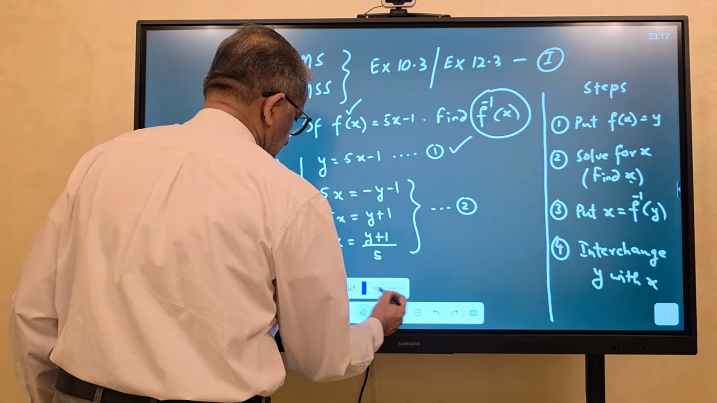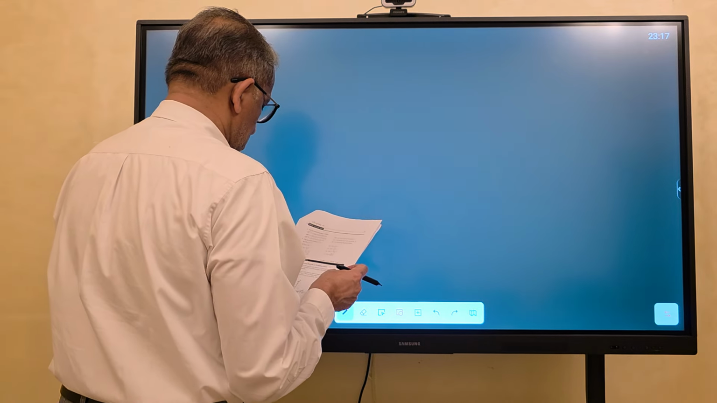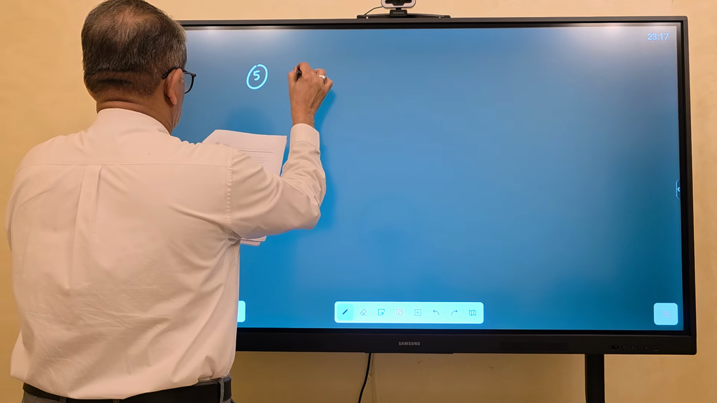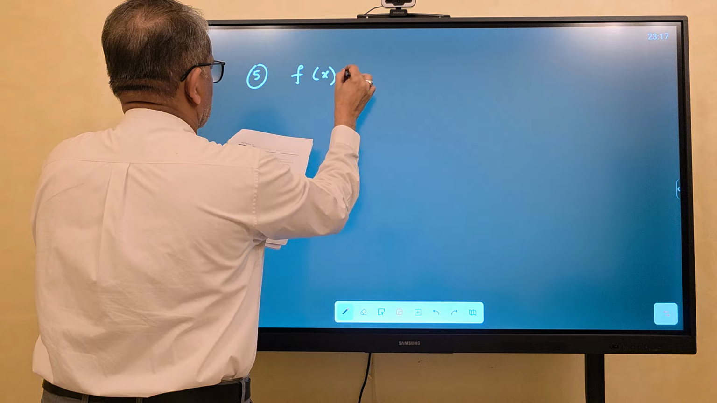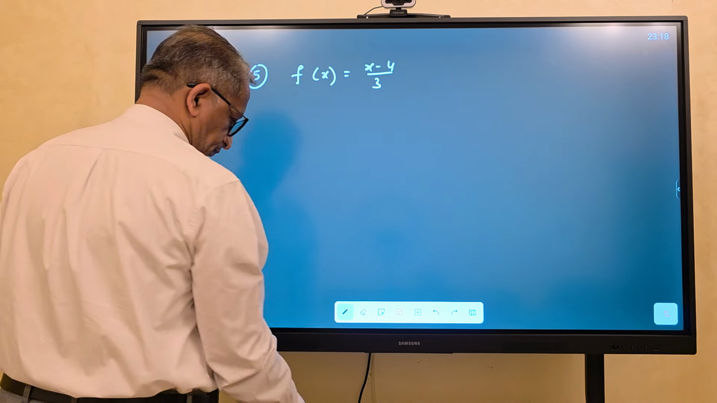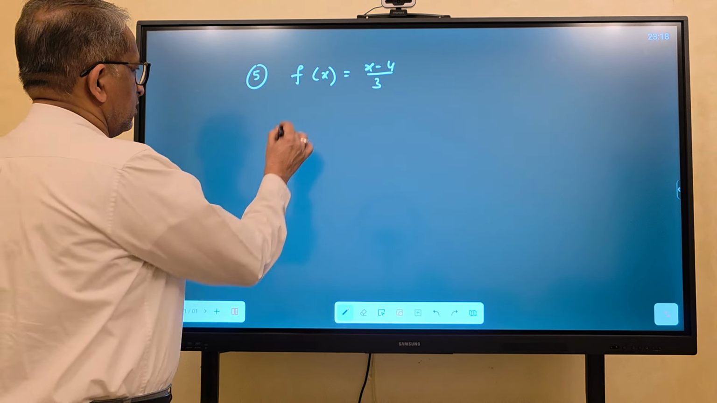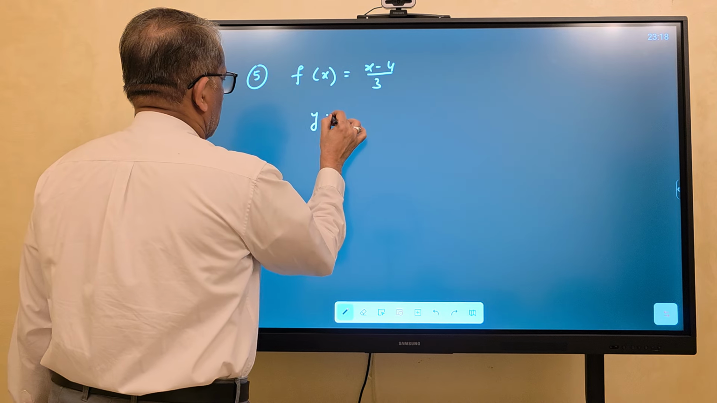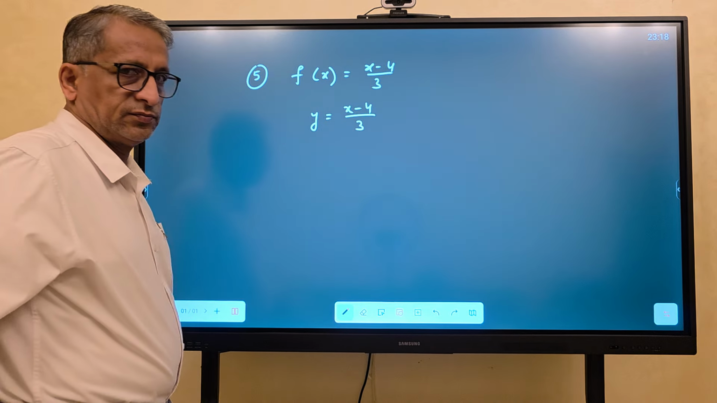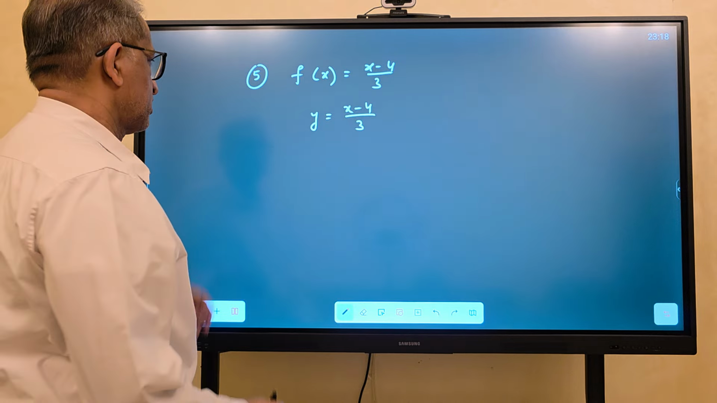Let's do another. Number 5. f(x) is equal to (x minus 4) by 3. Let's do the same 4 steps. First step, y equal to (x minus 4) by 3. f(x) equal to y. Bring x on the left.